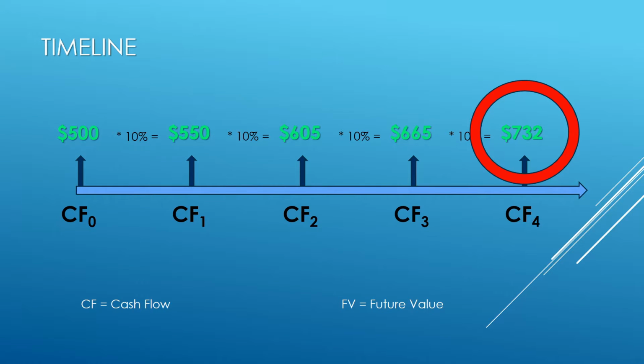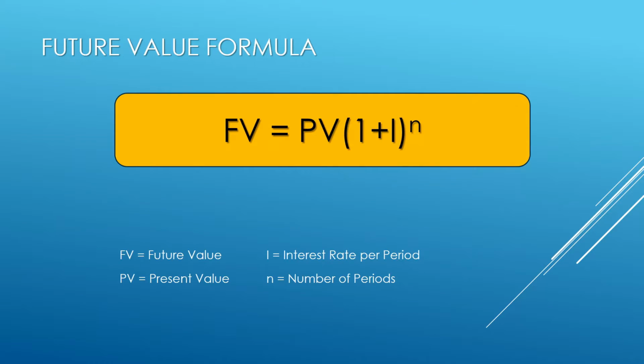future value. So this would take us a while to do, but thankfully we have a formula to help us out. This is what's known as the future value formula, where FV equals future value, PV equals present value, I is your interest rate per period, and N is the number of periods.